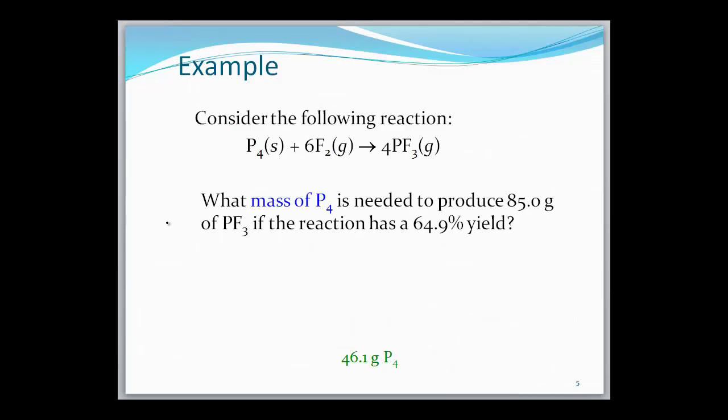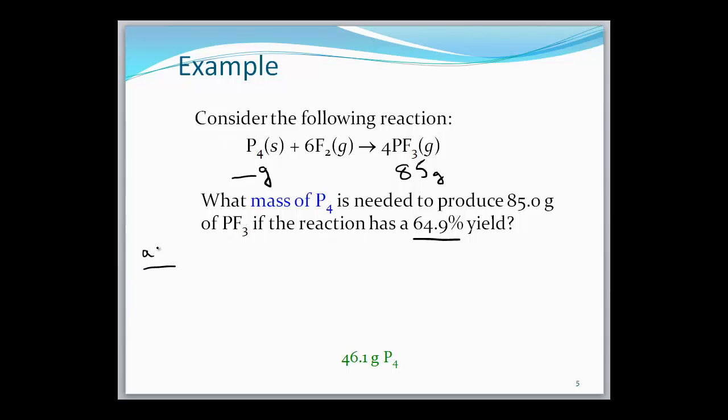Okay, let's take a look at another type of problem. Now it says what's the mass of P4, so we're looking for grams, is needed to produce 85 grams of the PF3 if the reaction has a 64.9% yield. So now in this situation, you're given the percent yield first, and you've got to figure out how to calculate our grams of P4. Okay, we have 85 grams of PF3. So first of all, let's write what we know.